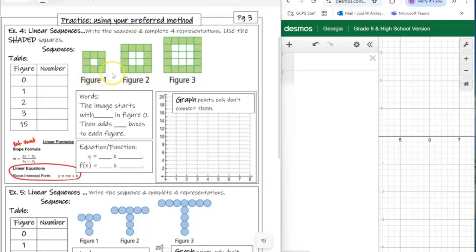So you can look at it as a picture, you can look at it as a table, you can look at it as words, you can look at it as an equation, you can look at it as a graph. So there are 4 different representations. Use the shaded squares when you're doing this. So let's go ahead and count the shaded squares.